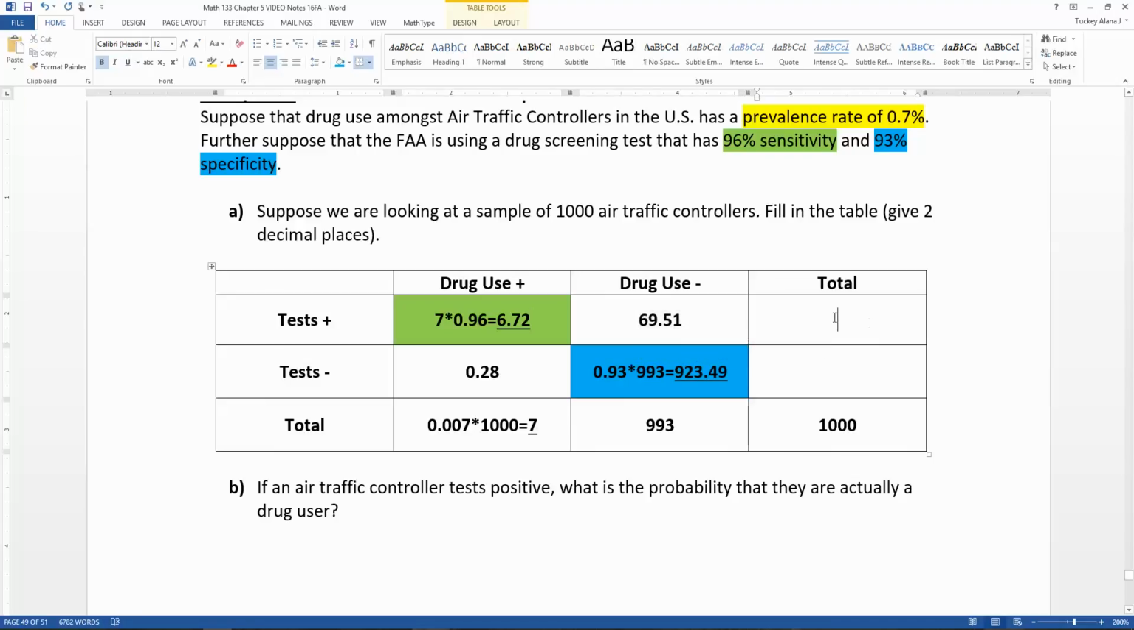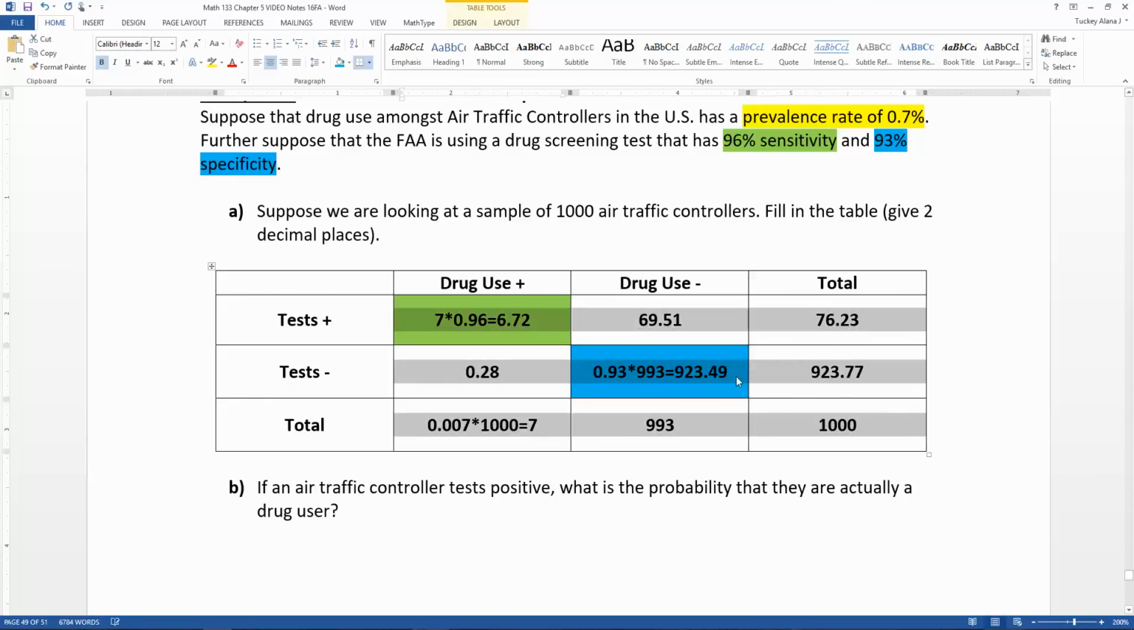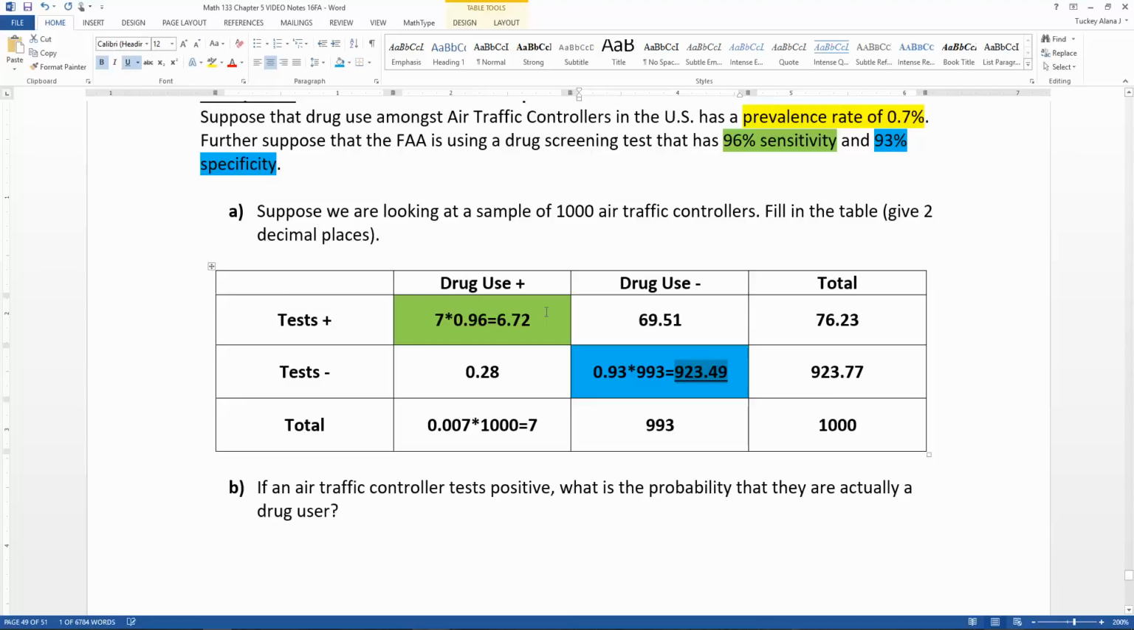Now to get these totals over here, I need to add up the row because this is the row total. So I need to take 69.51 and add to it 6.72. Okay, well that will get me 76.23. Down here I'm going to have 923.77 because 0.28 only adds a little bit more onto this 923 over here. So that gets me that total. So I have found all my totals right here. Actually, I think I'm going to not underline everything. I'll just underline the ones that we had to calculate.